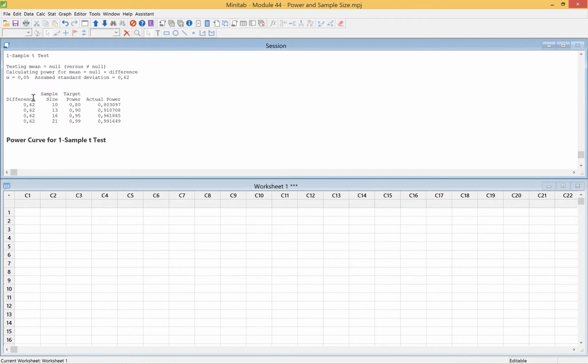So the session window says here, for the difference to detect, the sample size becomes this for these power levels. It says this was the input, and this is the closest one that Minitab will calculate for that sample, because it's sampling in complete units, or units of 1. So for an 80% power of the test, or a 20% risk to the customer, sample size is 10. For 13, it's 90%. For 16, it's 95%, and for 21, it's 99%.